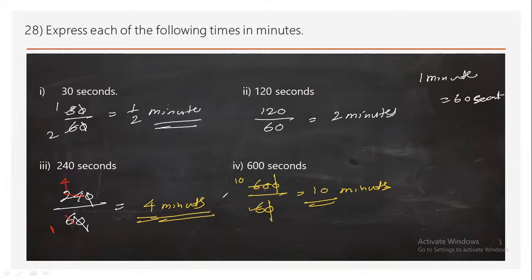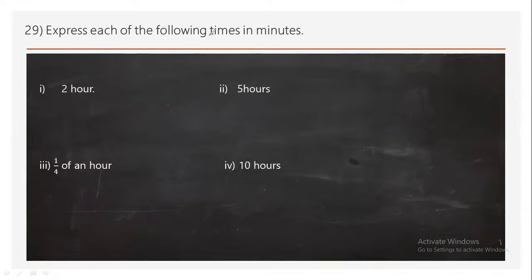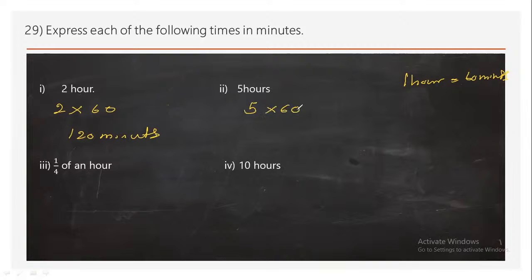Next question. Question number 29. Two hours. Times in minutes. 1 hour, 60 minutes. So 2 hours, 2 into 60. How many minutes? 120 minutes. 5 hours, 5 into 60. How much? 0. 5 times 6, 30. 300 minutes.